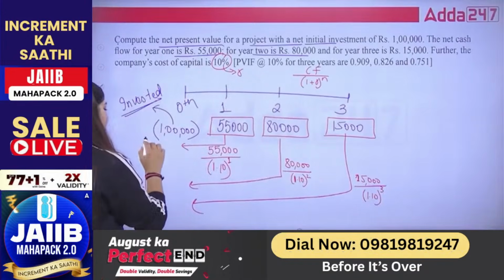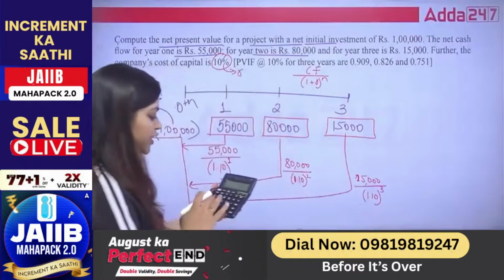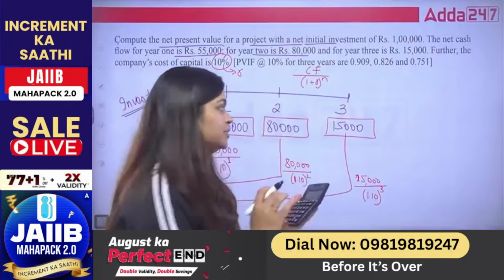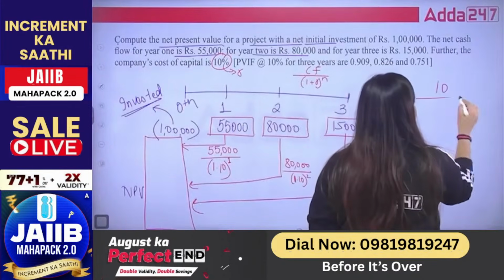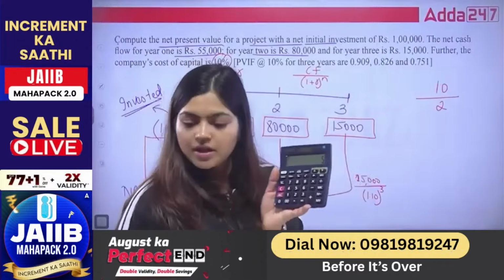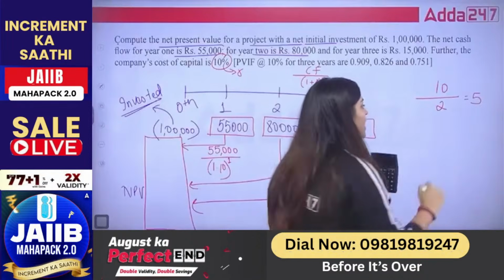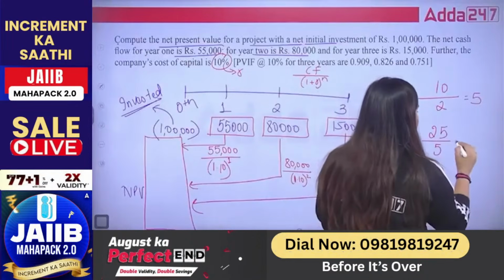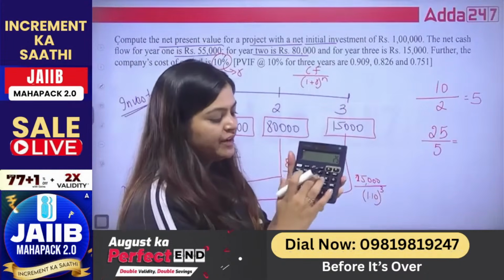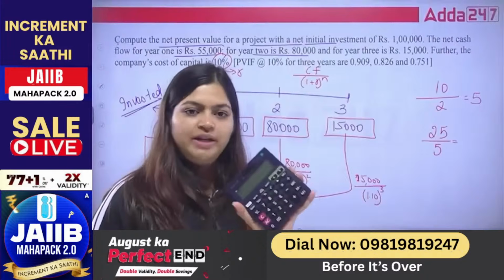So let's calculate the present value of future inflows. For the first year, what will you do? Just type 50,000, how do you divide? Suppose I say divide 10 by 2. How will you do this? Just write 10 divided by 2, press the equal to button, and the answer is 5. Correct? Again, if I say divide 25 by 5, how will you do it with the calculator? Everyone please do it with the calculator. 25 divided by 5. Correct?